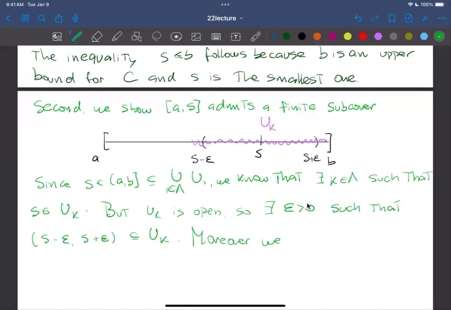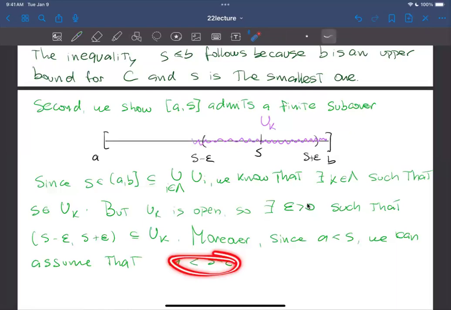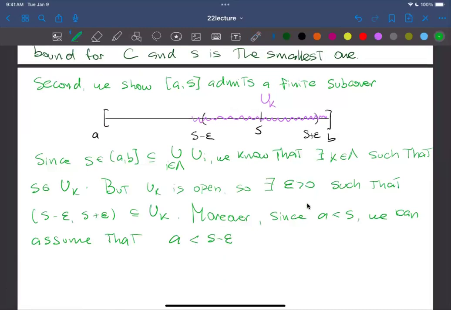So by shrinking epsilon, we can just assume, moreover, since A is smaller than S, that A is still smaller than S minus epsilon. So what I mean is we have this sort of situation. Otherwise, if your A is here, you can just take a smaller epsilon and do the same thing. Okay, so now what do we do with this S minus epsilon?